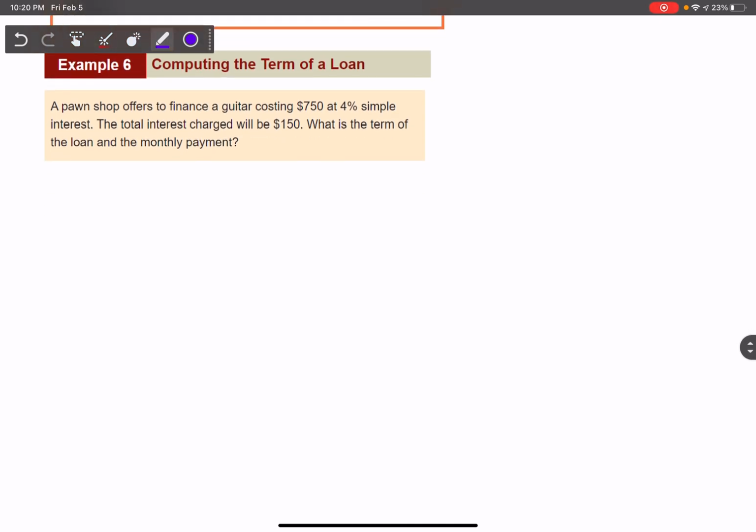All right, here we go again. The last one is trying to find the time or the term of the loan. So a pawn shop offers to finance a guitar costing $750. That's our principal. At a rate of 4% simple interest. The interest charge will be $150. We don't know the time. Okay, so I equals PRT.